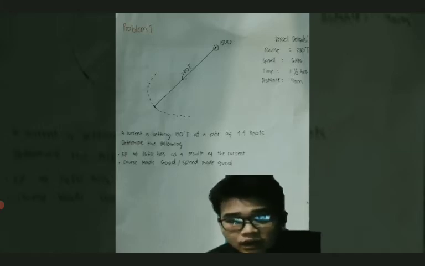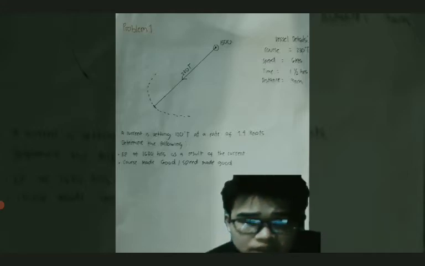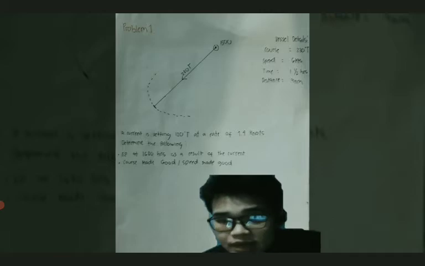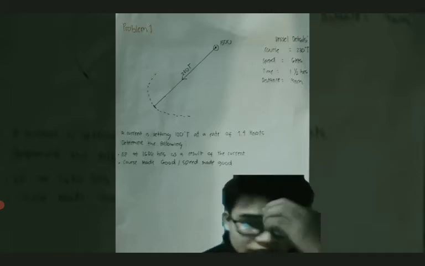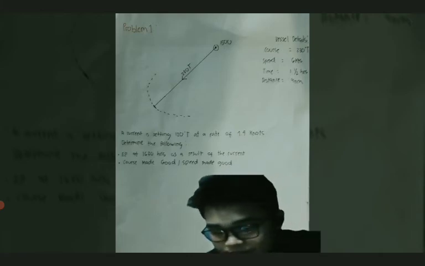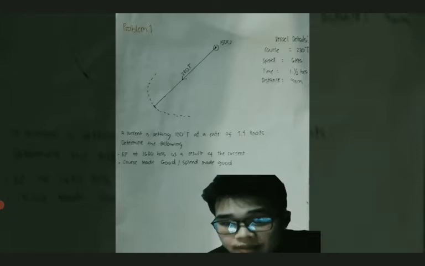As it says in the problem, our given vessel details are: course is 230 degrees true, speed is 6 knots, time is 1.5 hours, and the distance is 9 nautical miles. The required is to find the estimated position at 1630 hours as a result of the current, and the course made good and the speed made good. Let's summarize the problem by always writing the given and the required to determine.